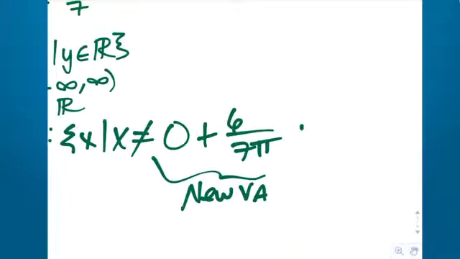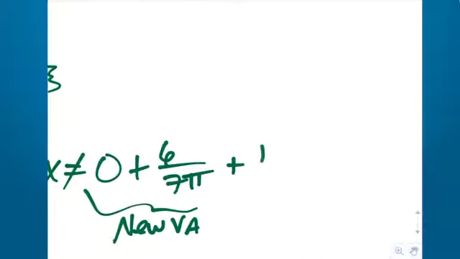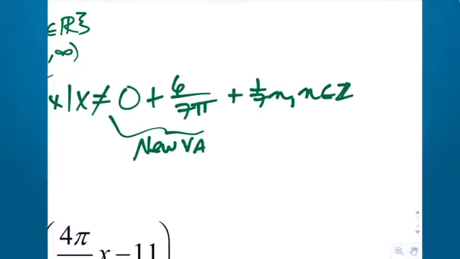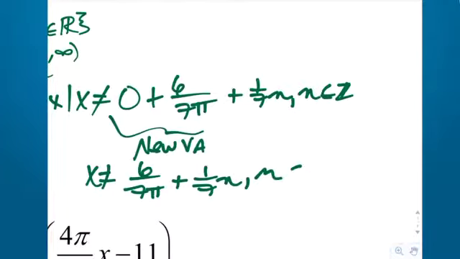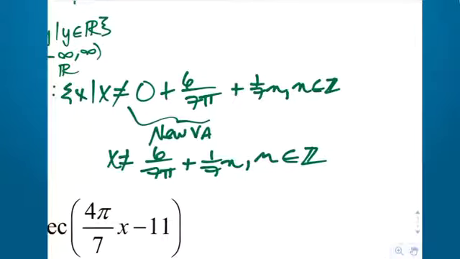And now all I have to do is say plus how often they occur. And once again, tangent and cotangent have vertical asymptotes every what fraction of the period? Every 1 full cycle of the period. Every cycle. So plus 1/7 n, where n is an integer. Now, if this were a multiple choice question, because it's 0, I wouldn't even put it there. I would just have 6 over 7 pi plus 1/7 n, where n is an integer. So it consolidates a little bit more nicely.